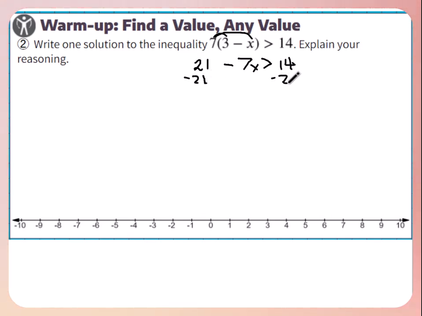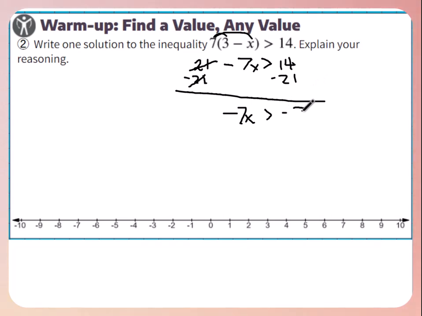Subtract 21 from 21, and of course that's going to be 0. So I'll just cross through that. Bring down the -7x. Bring down the greater than symbol, and then 14 minus 21. Use your calculator, and that is equal to -7.